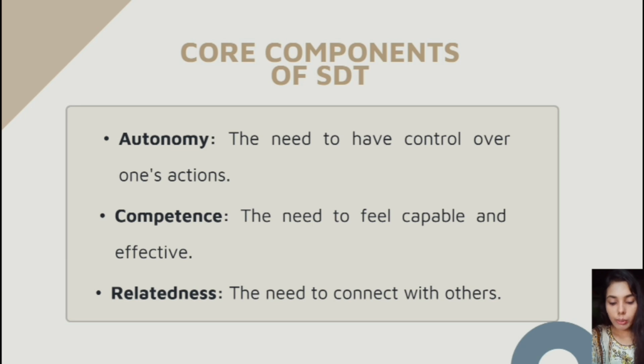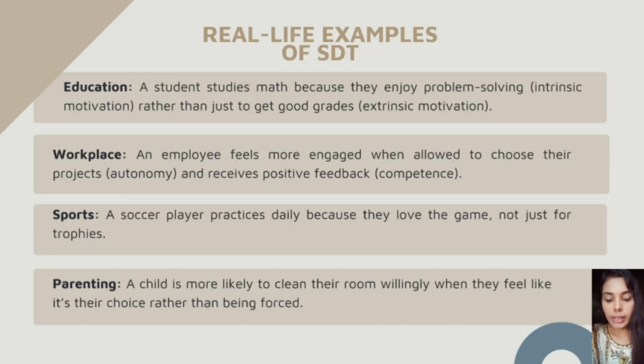There are three core components of self-determination theory: autonomy, competence, and relatedness. Autonomy is the need to have control over one's actions, and competence is the need to feel capable and effective. Relatedness is the need to connect with others. Real life example: education. A student studies math because they enjoy problem solving.